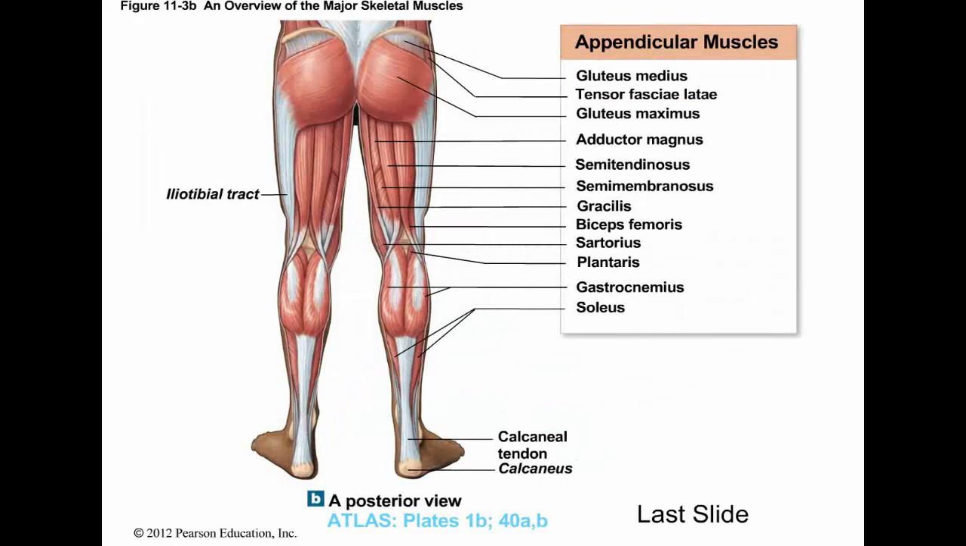Now we're looking at the posterior view. We have gluteus medius, tensor fasciae latae, we've got the gluteus maximus, we've got adductor magnus, semitendinosus, semimembranosus, gracilis, biceps femoris, sartorius, plantaris, gastrocnemius, and soleus. And we've got the calcaneal tendon, which attaches to the calcaneus of the heel.